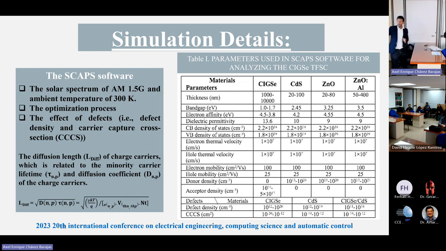Maybe if we include the basic experimental parameters in this SCAPS software, then we can get more than that efficiency. But the efficiency they obtained is with a different environment, and the quality of each material is different. So that might be it.